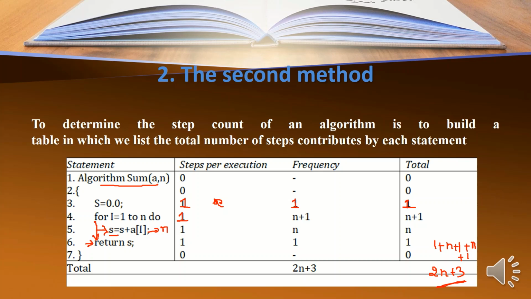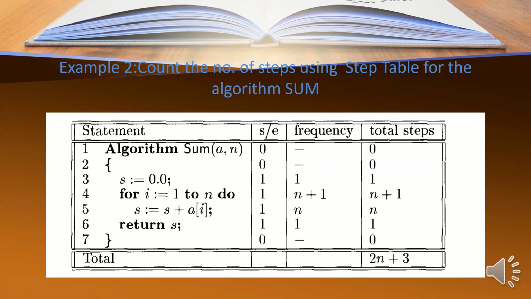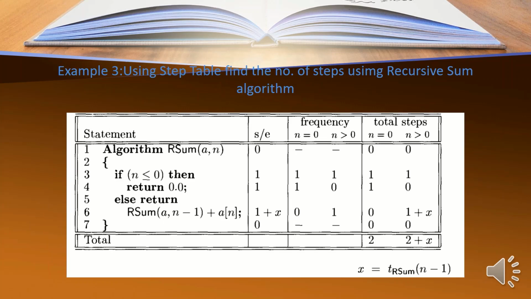Next, we'll see one more algorithm, recursive sum of array elements. So this is same as the previous one. Here, as usual, the algorithm heading, steps for execution is 0, 0. But in this case, if you see the algorithm, there are two cases. All parts of the program will not get executed all the time.